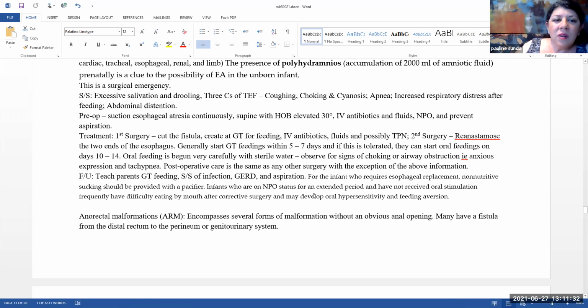Preoperatively, they will have continuous suction for the esophageal atresia. They'll be supine with the head of the bed elevated at least 30 degrees. They'll be given IV antibiotics and fluids. They are NPO, and we want to prevent aspiration.